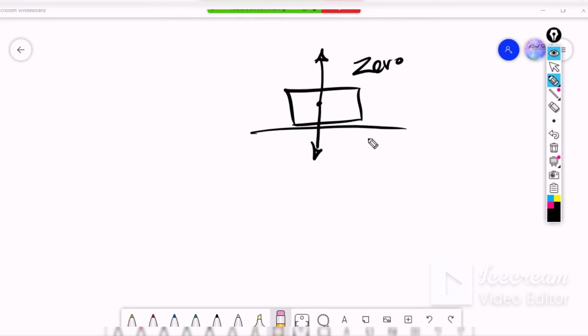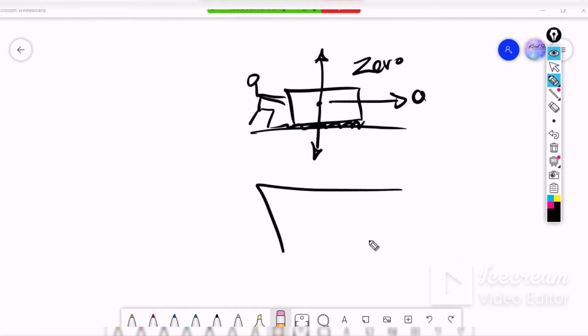And Newton's second law said that if we exert a force on this object, this object should accelerate. Right, that is Newton's second law. But in fact, that's not happening sometimes. Do you know why? Because of the friction.